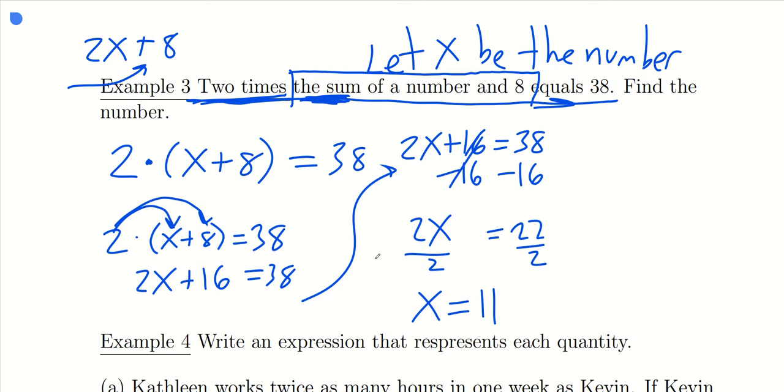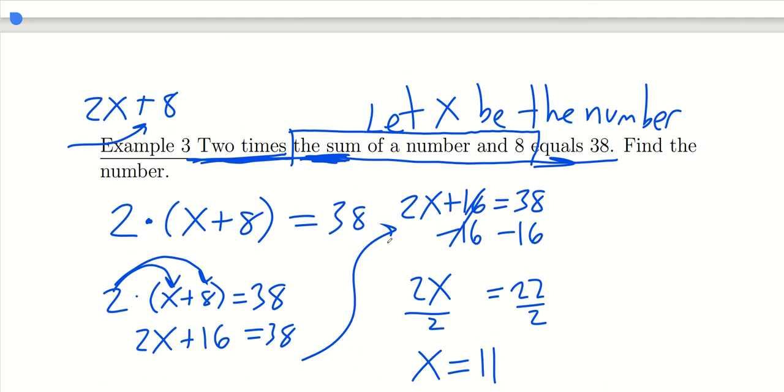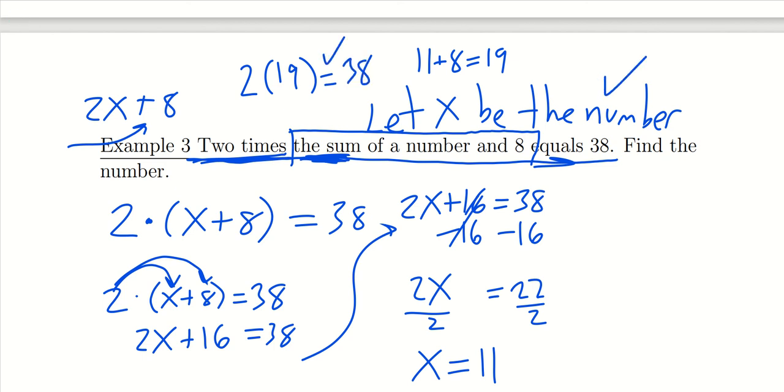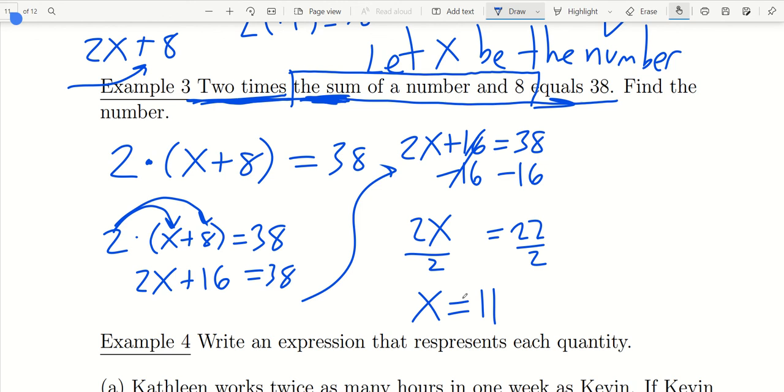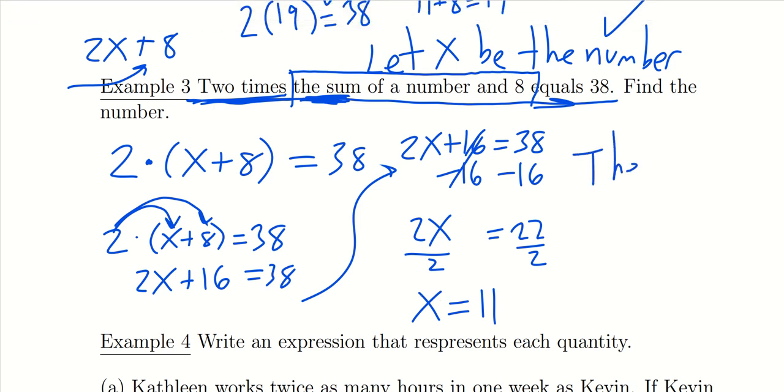Again, does that seem reasonable? Let's run it back through the problem. If we do 2 times the sum of a number and 8, well, 11 plus 8 we know is 19. And if we do twice 19, what does that give us? Well, 2 times 19 is 38, and that's exactly what the problem says it should work out to be. So this is definitely correct. Let's state our final conclusion. We would say that the number is 11.